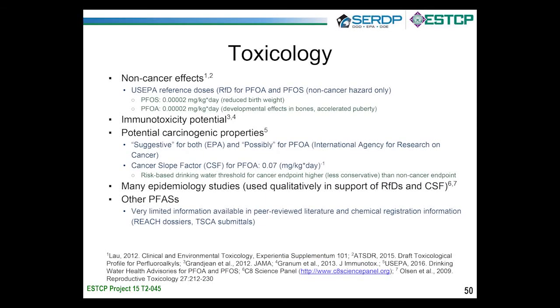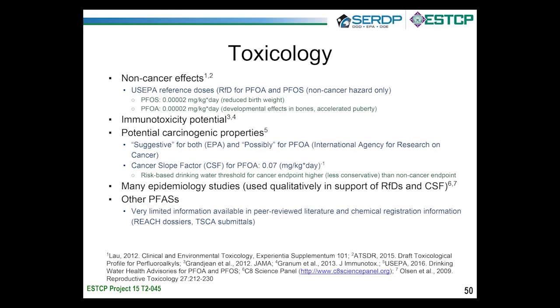There's some potential carcinogenicity. This is suggestive for both PFOS and PFOA, and possibly for PFOA by the IARC. And there is a cancer slope factor, again, that's been developed by EPA for PFOA. But interestingly enough, the non-cancer developmental effect is actually driving our risk-based criteria. The effects for some of the cancer occur at a little higher exposure than what we see for these developmental effects. There's lots of epidemiological studies out there on PFOA and PFOS, and those have been used qualitatively in support of these values that EPA has developed.